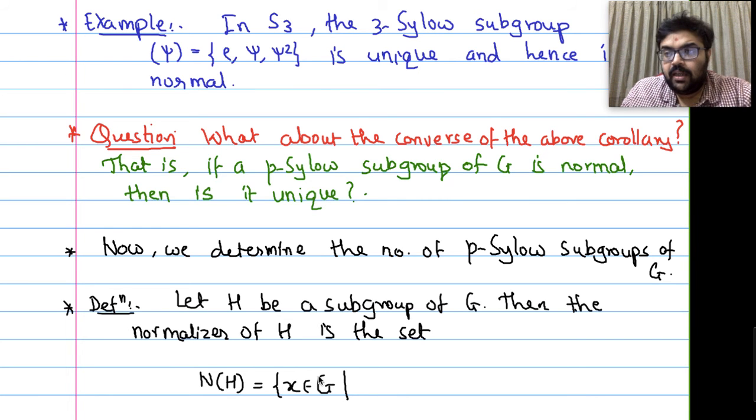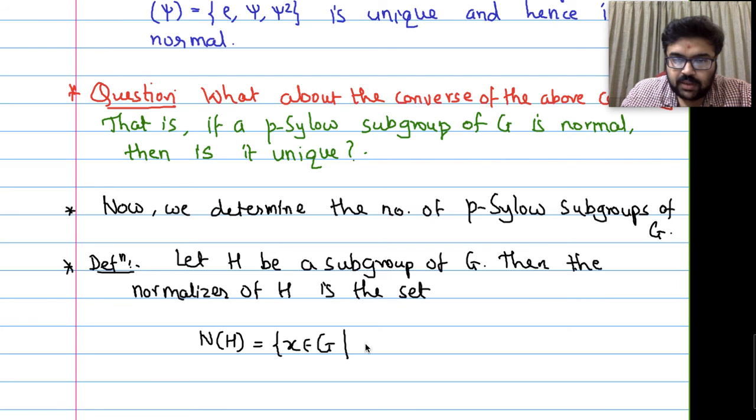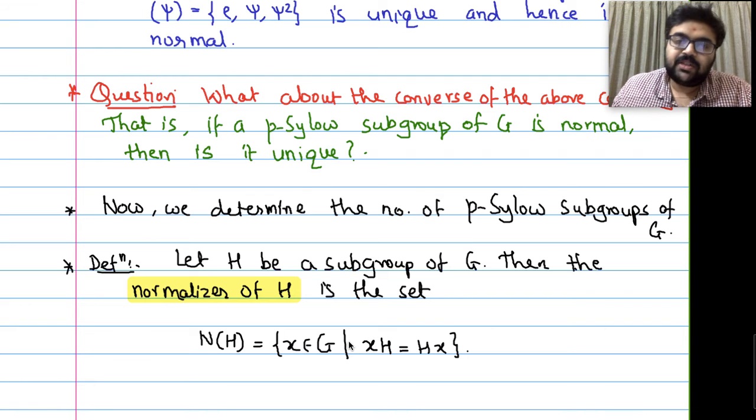What was N(a)? xa equals ax. So this is xH equals Hx. So for which the left and right cosets are the same. All those x, that is called the normalizer of the subgroup H. Right? Normalizer of subgroup H. So that is this set. If H is normal, then the normalizer is the entire G, since xH equals Hx. Left coset is the same as right coset.